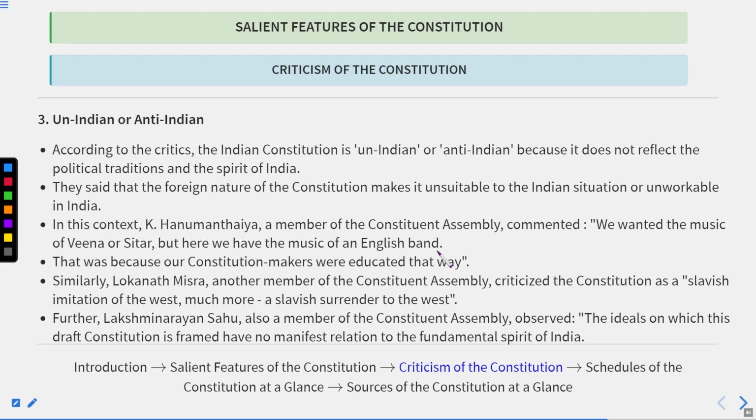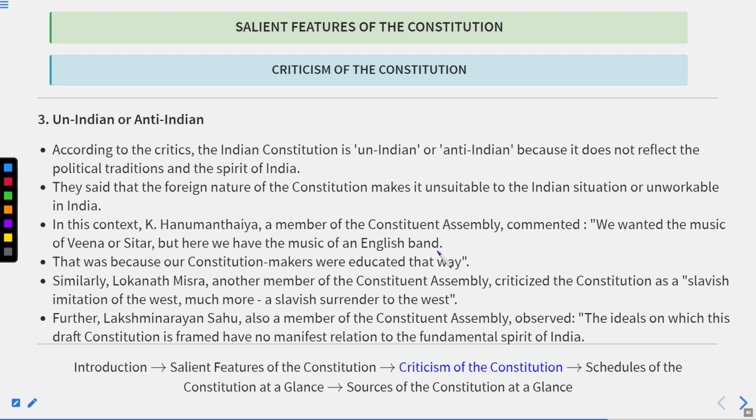Thereafter, another one is un-Indian or anti-Indian. According to the critics, the Indian constitution is un-Indian or anti-Indian because it does not reflect the political traditions and the spirit of India. They said that the foreign nature of the constitution makes it unsuitable to the Indian situation or unworkable in India. In this context, K. Hanumanthia, a member of the Constituent Assembly, commented, "We wanted the music of Veena or Sitar, but here we have the music of an English band." Okay, that was because our constitutional makers were educated that way.